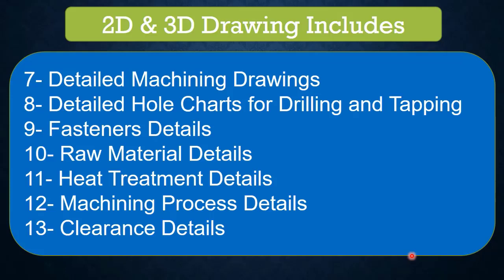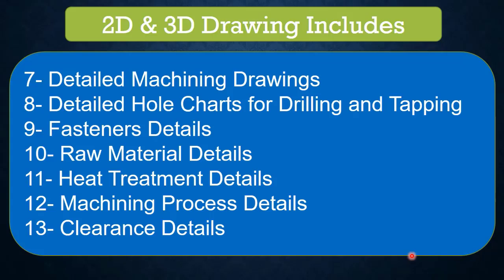And number 9, fastener details. As I said, 70 to 80% of the holes in die manufacturing are tapped holes. So there we need to use different types of fasteners, some standard and some manufactured. Each and every small detail also needs to be given in the die manufacturing drawing.